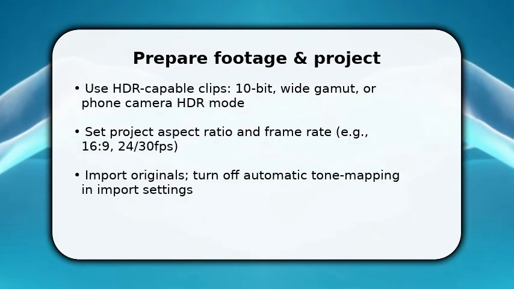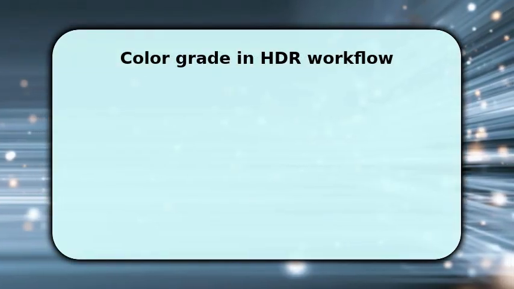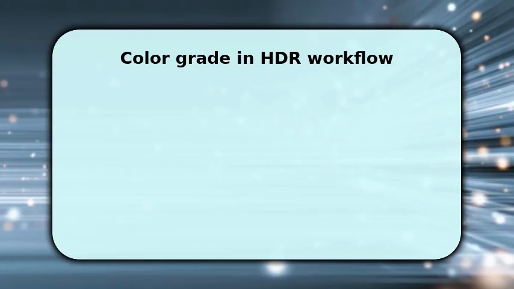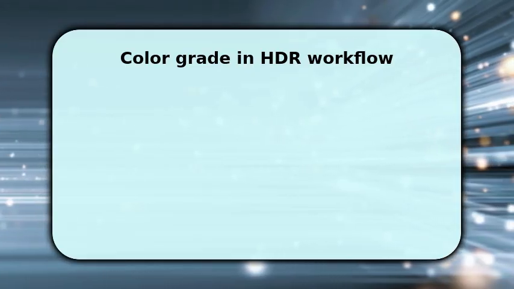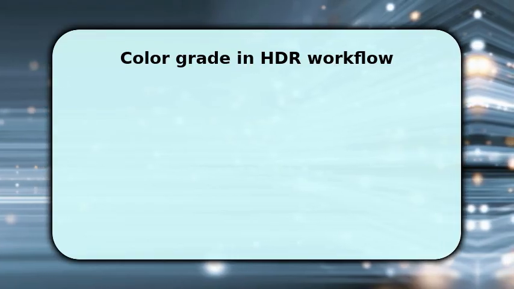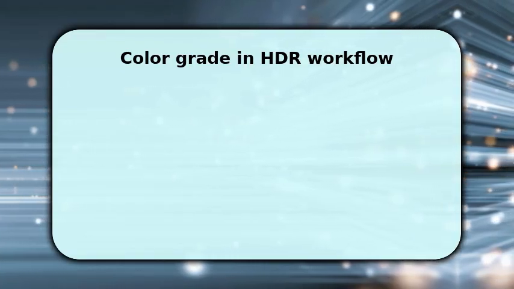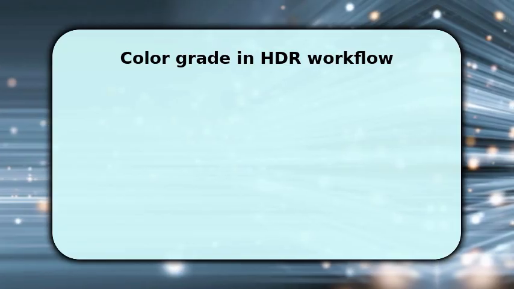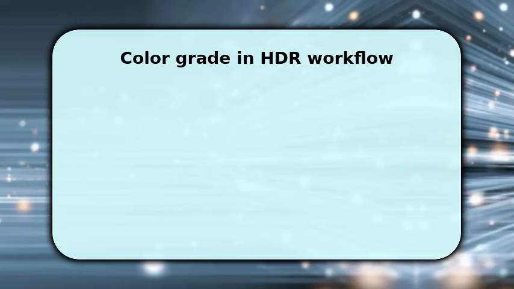Start by adjusting exposure, shadows, and highlights to recover detail without clipping. Once done, add contrast and modest saturation. HDR benefits from restraint because small increases look stronger. Use curves or an HDR-capable LUT. Make subtle S-curve changes to midtones.